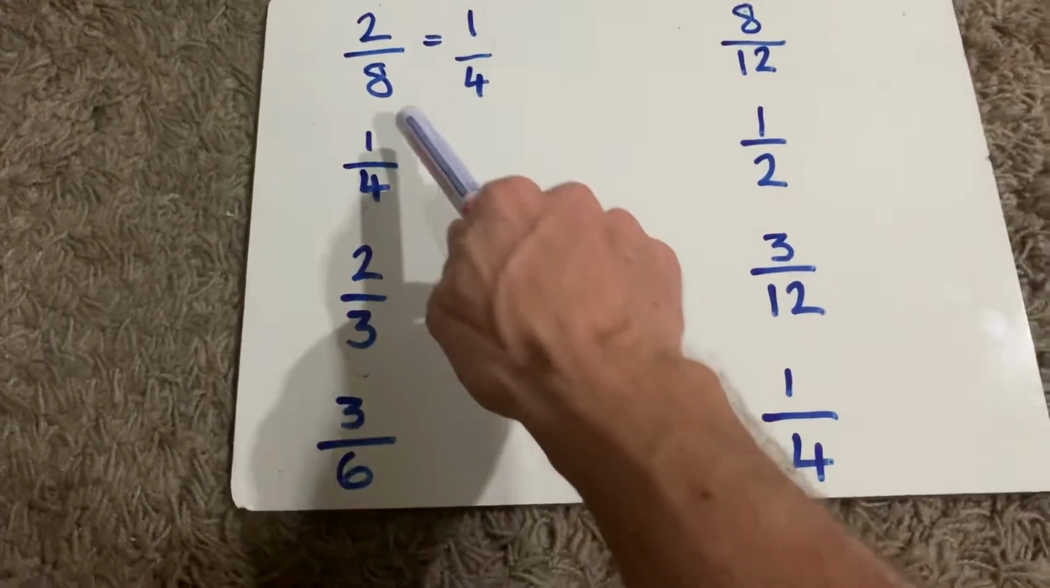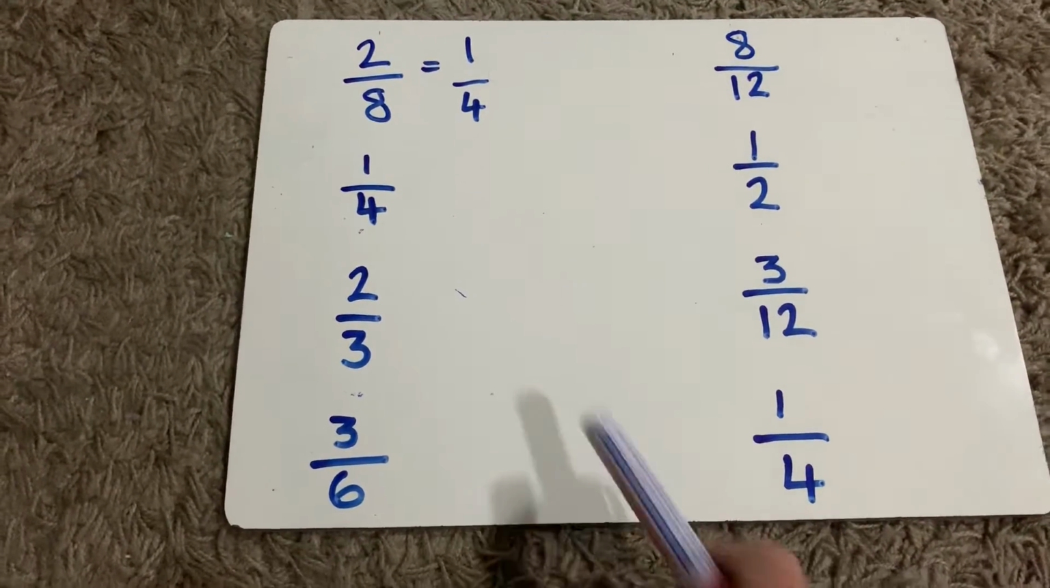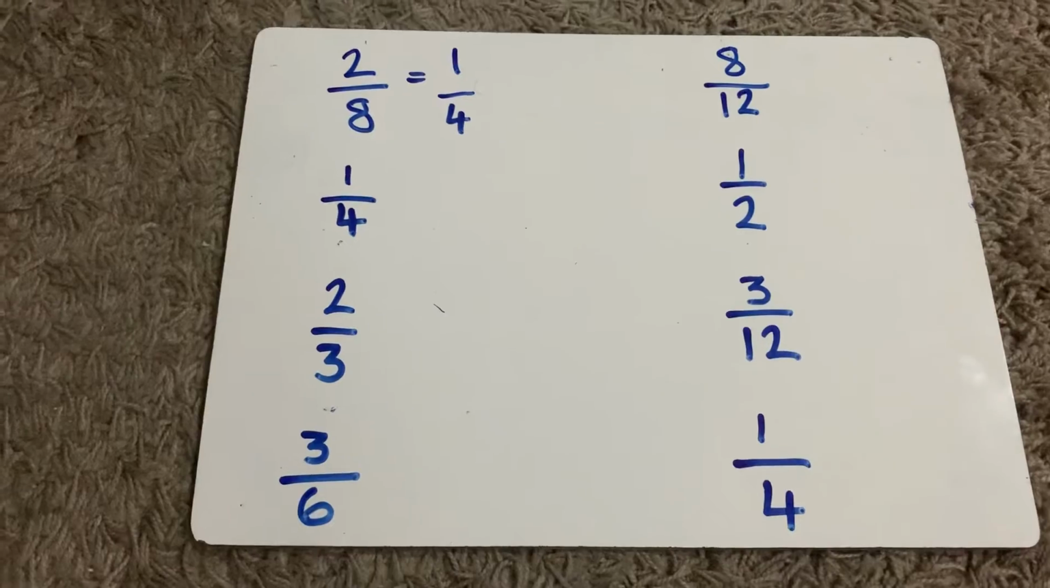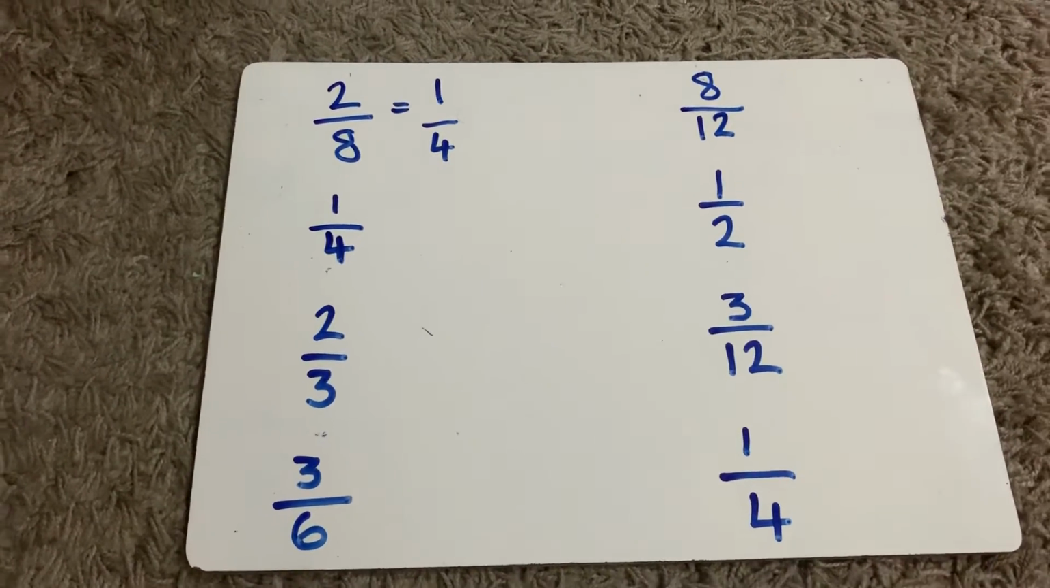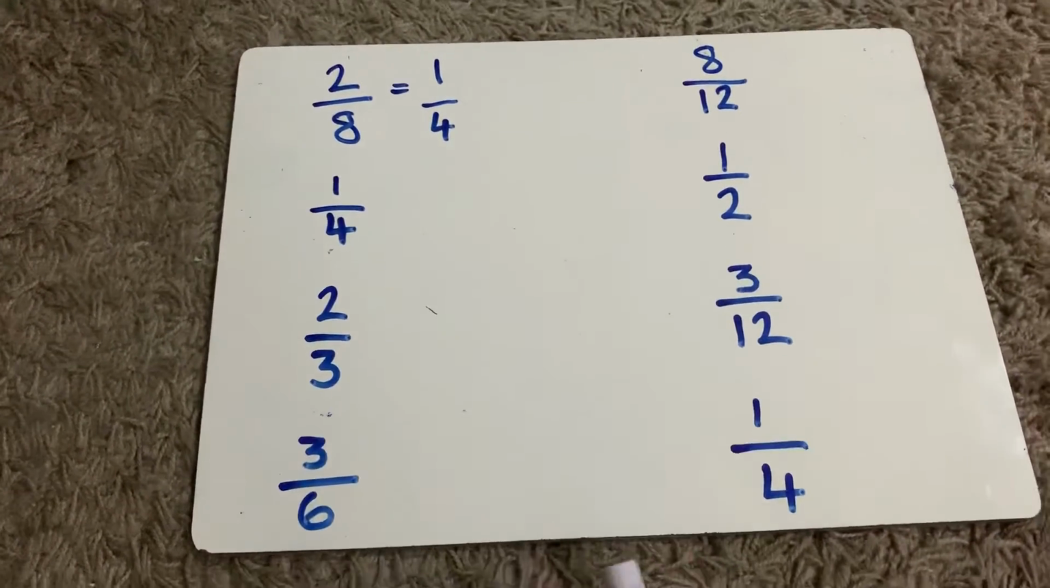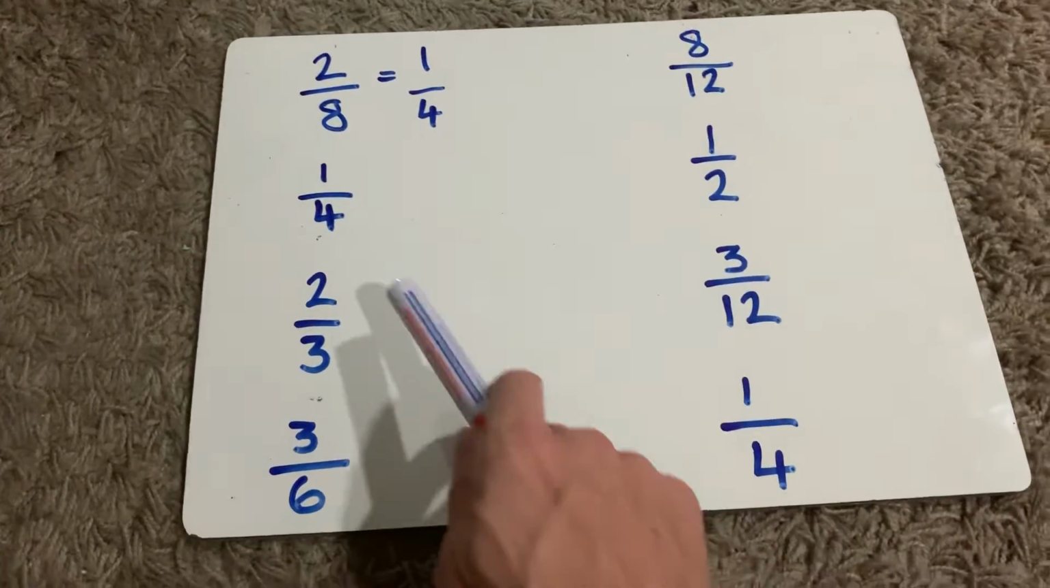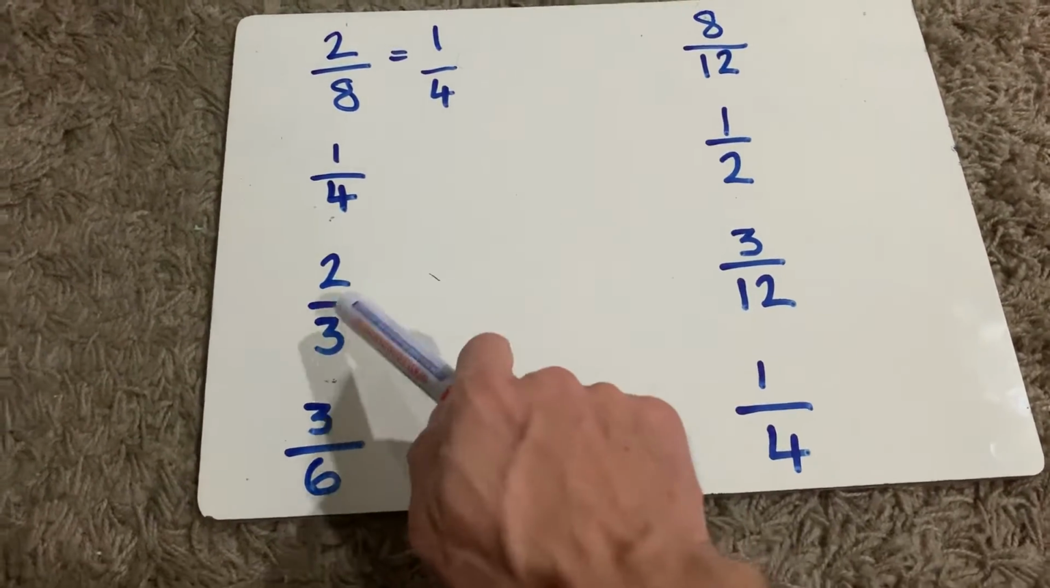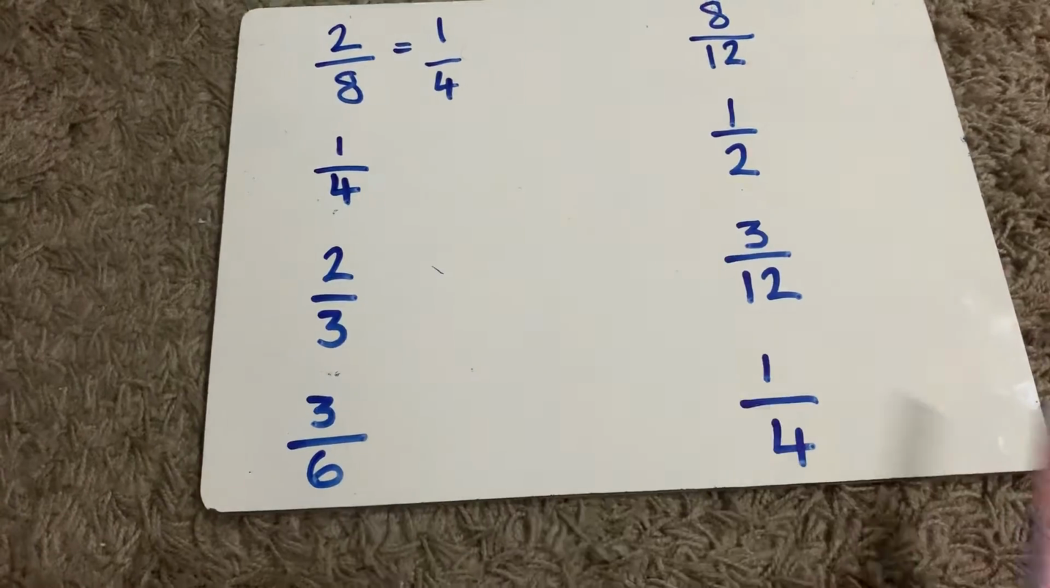Right, this one here, because it's a unit fraction, it's got a 1 as a numerator, then it can't be simplified. So I'm going to change that. Now if I look at 2/3, I can't find any patterns between the 2 and the 3. So there is no common factors there. So again, I'm going to leave this one.